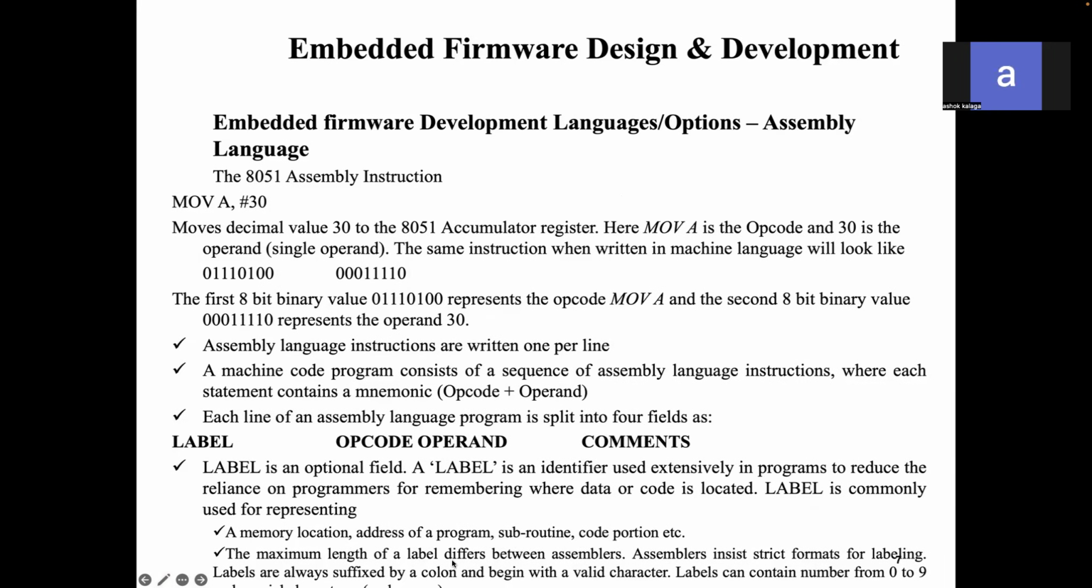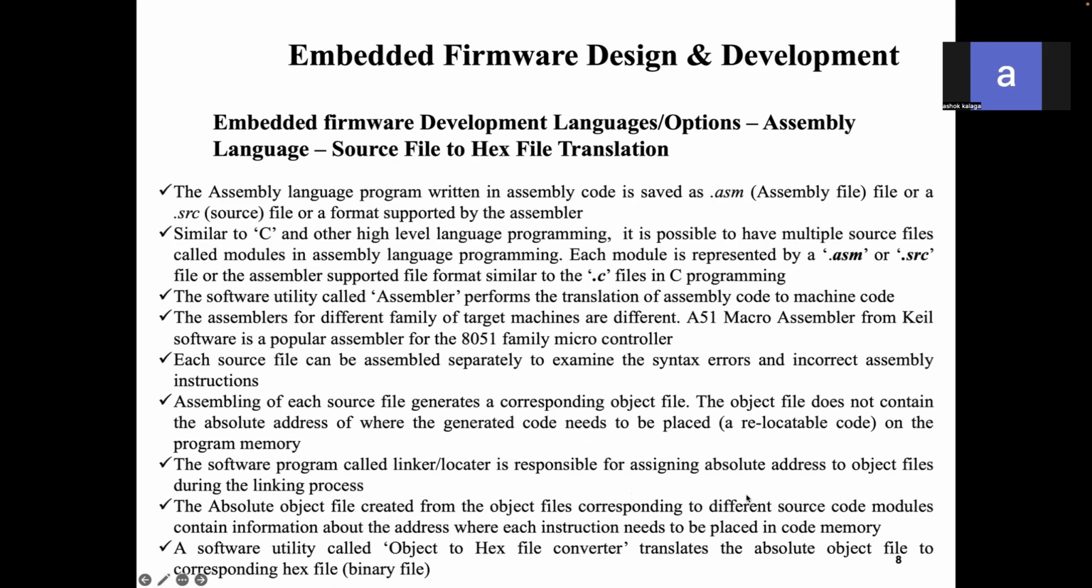The maximum length of a label differs between assemblers. The assembler insists on strict formats for labeling. Labels are always suffixed by a colon and begin with a valid character. The label can contain numbers from 0 to 9.